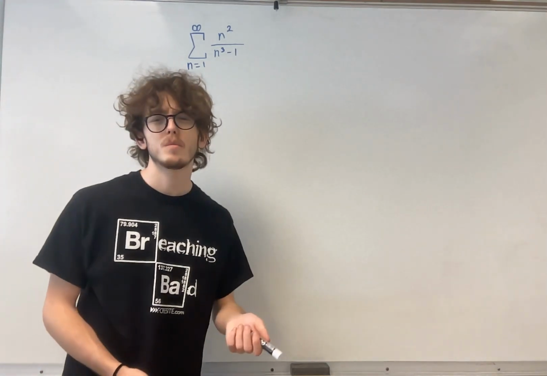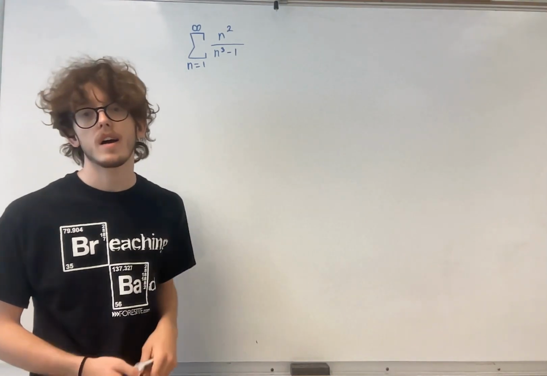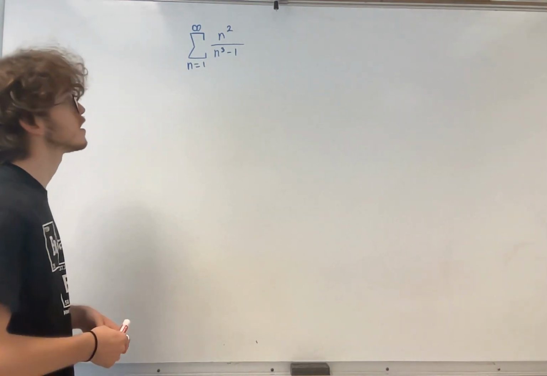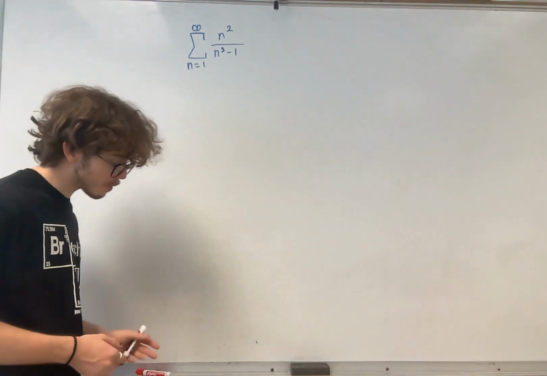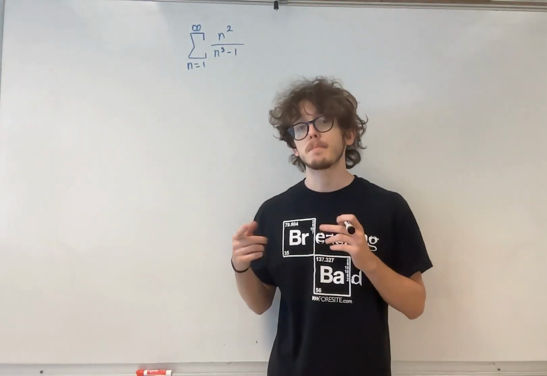So in this problem, we're asked to determine divergence or convergence using this series here, where we have n squared over n to the third minus 1. Now, there's a couple ways you can approach this problem. What we're asked to do is a comparison test.